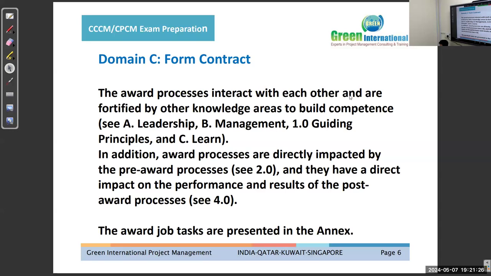In addition, award processes are directly impacted by the pre-award processes in 2.0, and they have a direct impact on the performance and results of the post-award phase. Each phase has impact and inputs to the next phase. Pre-award will have input to the award phase, then the award phase will have inputs and impact to the post-award phase.